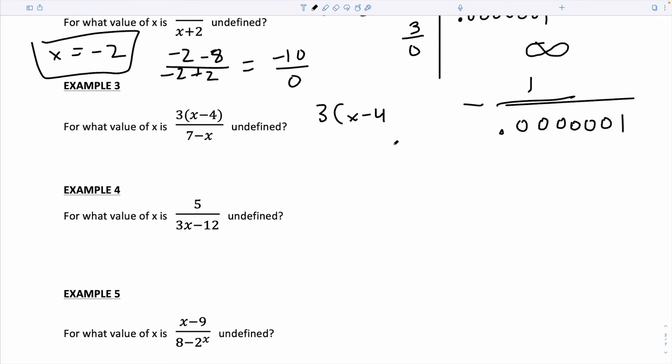So this problem in general is easier than all the other problems we've done the past month because you just need one thing to look at, and that's the bottom. You can do this mentally. So x would be 7 minus what is 0? 7 minus 7 is 0.